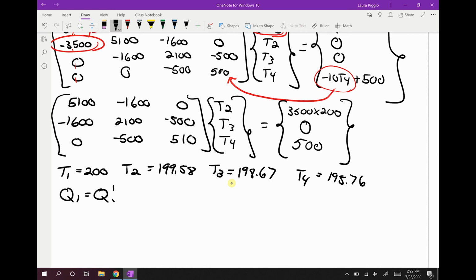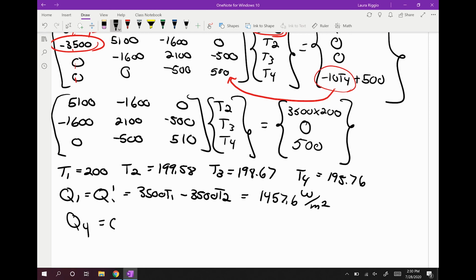Then we have to go back and solve for our unknown heat flux. Q1, which is Q11, is 3,500 T1 minus 500 T2. And then Q4, which is Q32, is minus 10 times T4 minus 500. That's minus 10 T4 plus 500, which is equal to minus 1457.6 watts per meter squared. So what goes in is equal to what goes out.